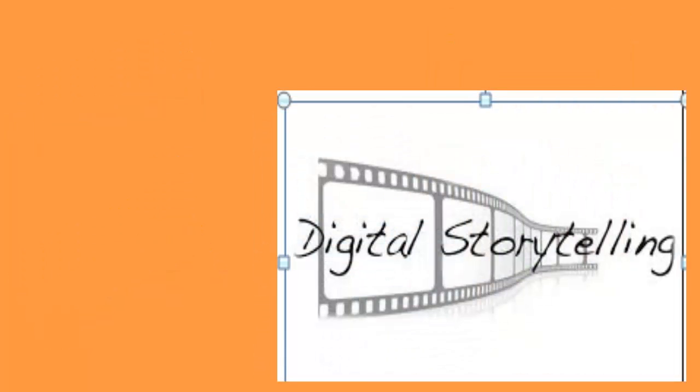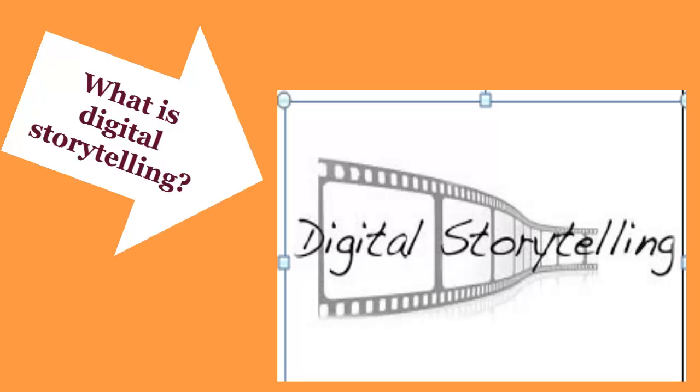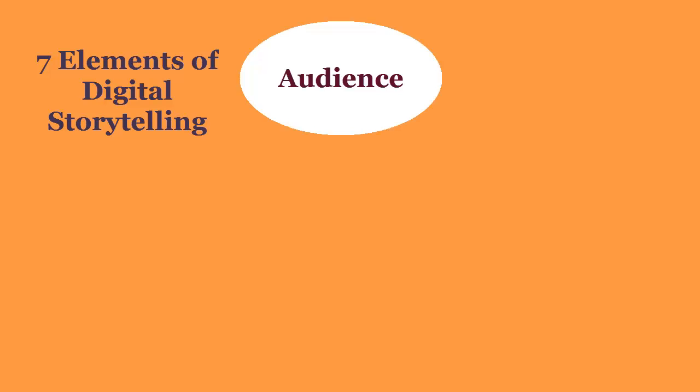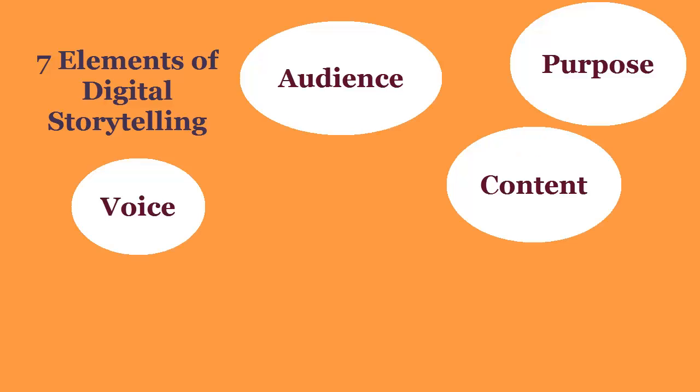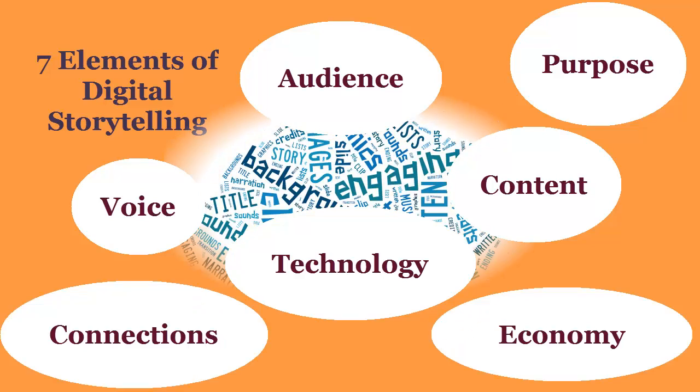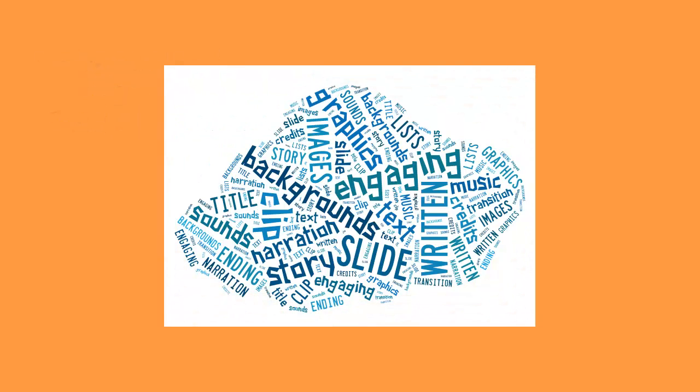One type of writing using technology is digital storytelling. You may be asking, what is digital storytelling? Digital storytelling involves the telling of our personal stories using digital technology to integrate text, sound, graphics, and sometimes film. There are 7 elements of digital storytelling. They are audience, purpose, content, voice, technology, connections, and economy. Digital stories involve some or all of these components: an engaging and well-written story, slides or clips, backgrounds, graphics or images, text, sounds, narration, and/or music.